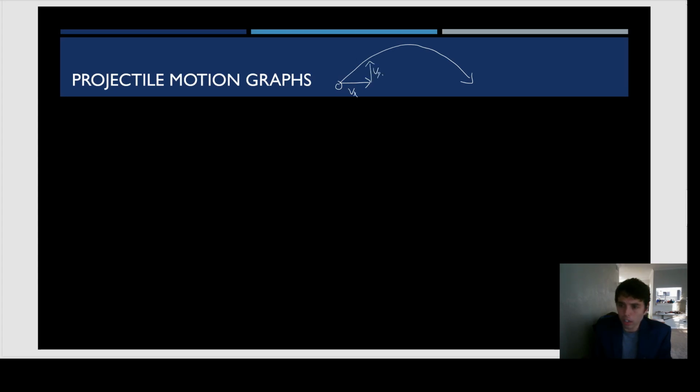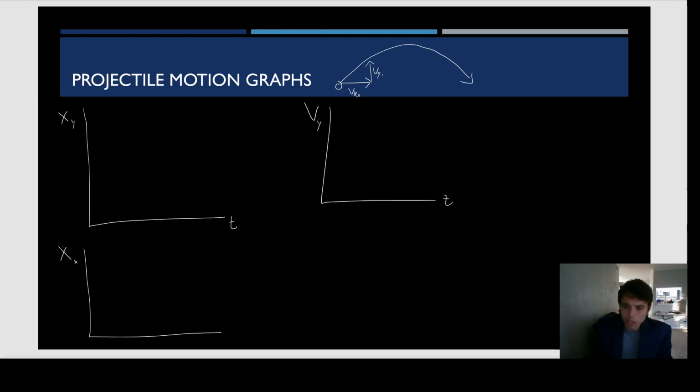I'm going to draw different graphs for both of these, okay? I want you to practice drawing vertical position. This looks weird because I have x and y, but remember x stands for position and the subscript y is for the vertical direction: a position versus time graph for this, and then a horizontal position graph. And then I want you to practice drawing vertical velocity time graphs and horizontal velocity time graphs.